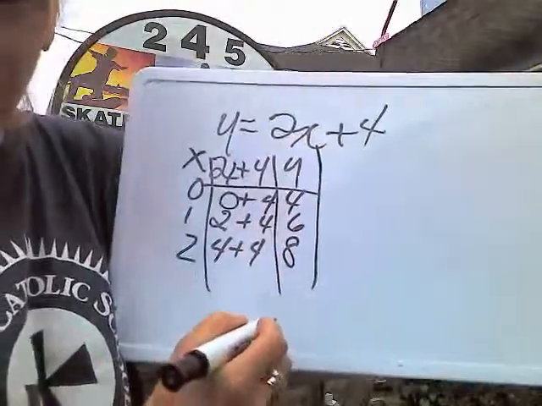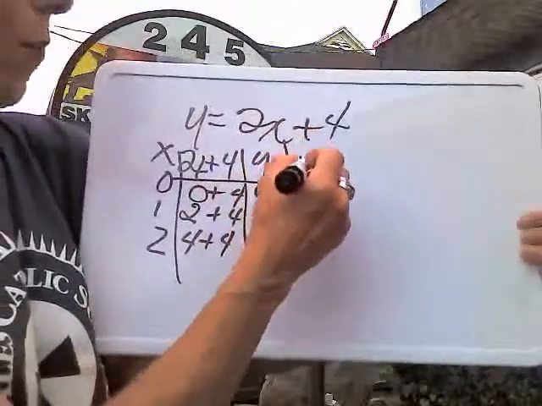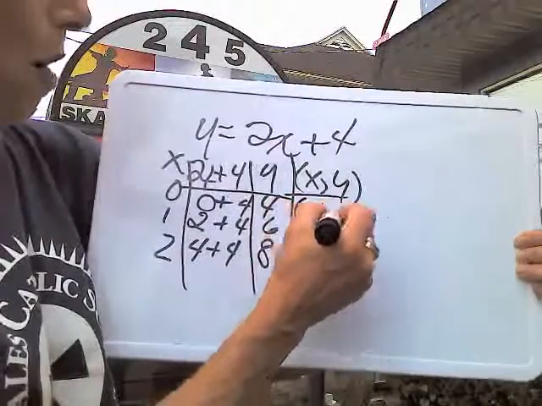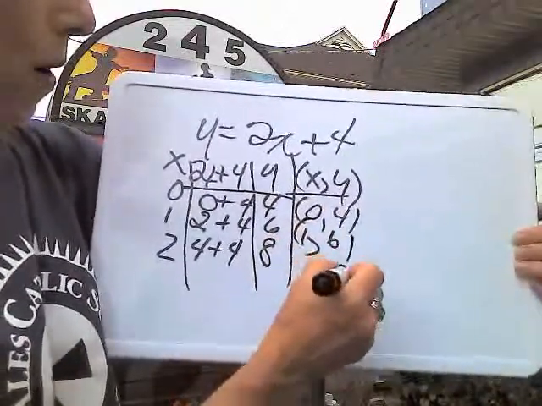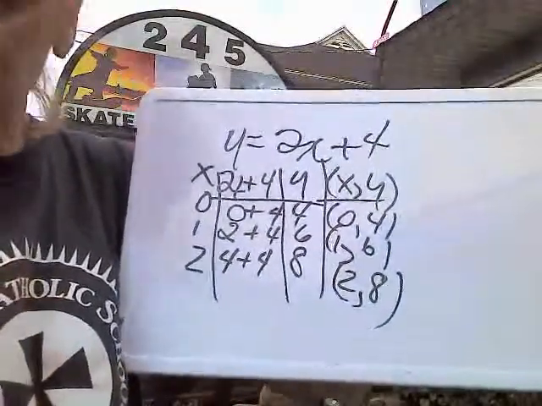I can add one more column because I have an x and a y, so I have a point. I have (0, 4), (1, 6), and (2, 8). And I can plot those and I would end up with a line.